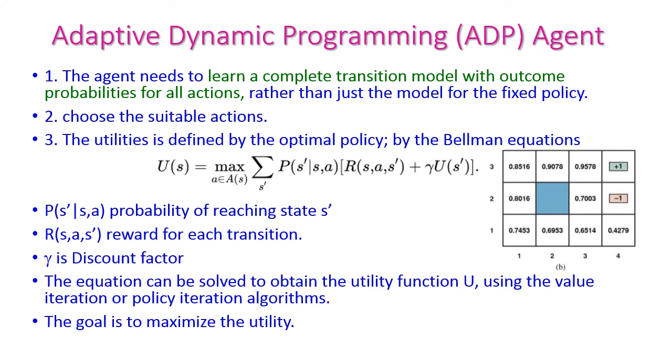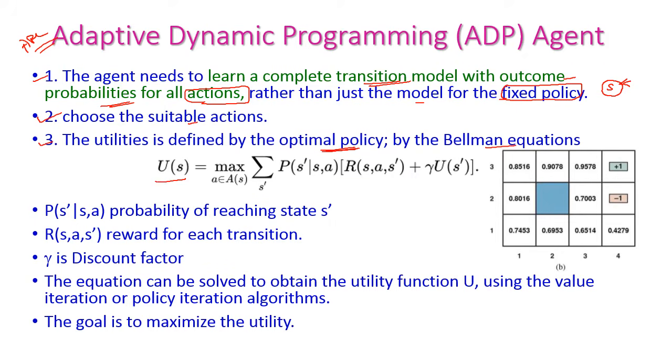Adaptive dynamic programming agent for active reinforcement learning. Okay, this agent needs to learn the complete transition model with outcome probabilities of all actions rather than just the model for fixed policies. Just now we have seen that it has to identify the suitable action for the corresponding state, and that is, choose the suitable action, and the utility is defined by the optimal policy by Bellman equations.